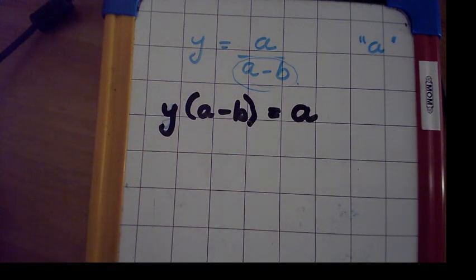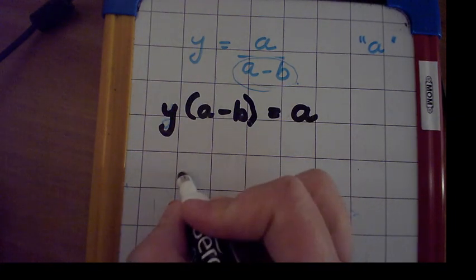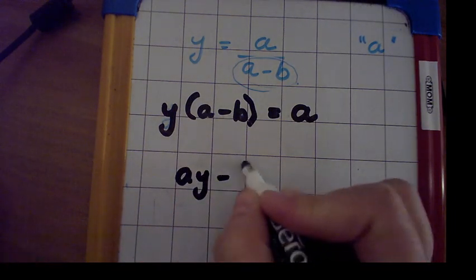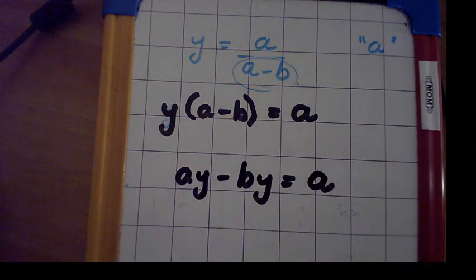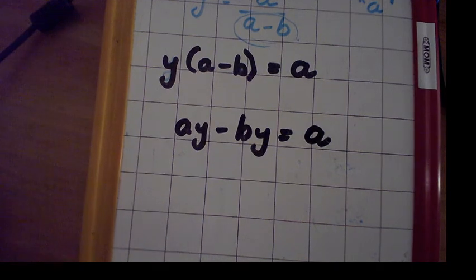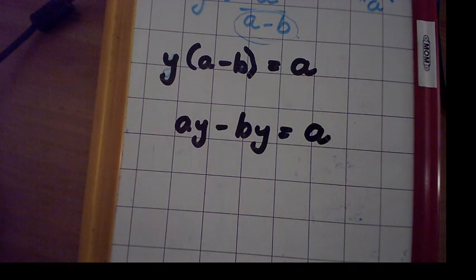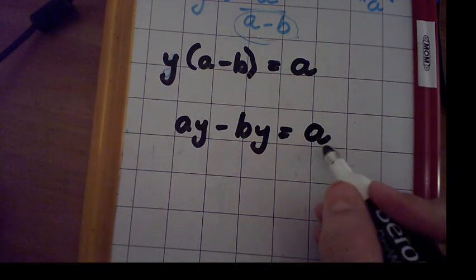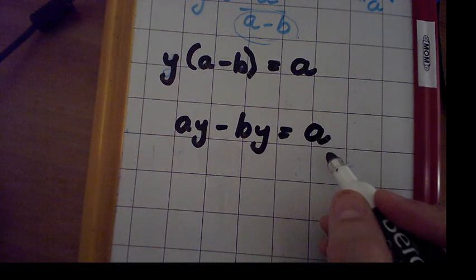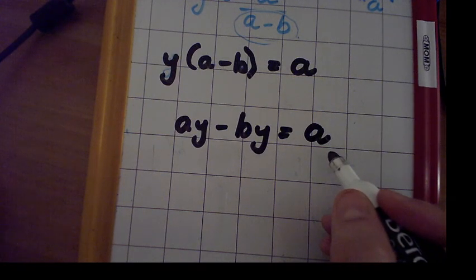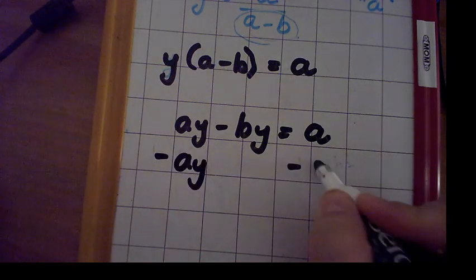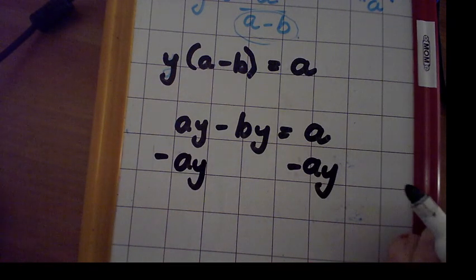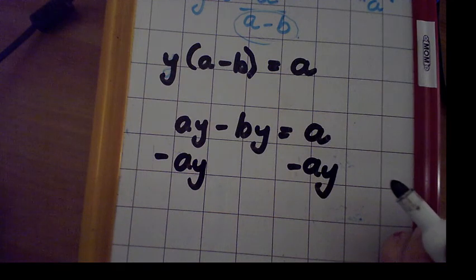Now I've got a bracket. What do you do when you've got a bracket? We expand. So we get ay minus by equals a. Remember, we're going to get all the a's to one side and everything else to the other. So let's put the a's on this side because we've only got one a here anyway. It would make our lives a little bit easier. So I'm going to minus ay. But remember, it doesn't matter, and if you really want your a on the left, you can.